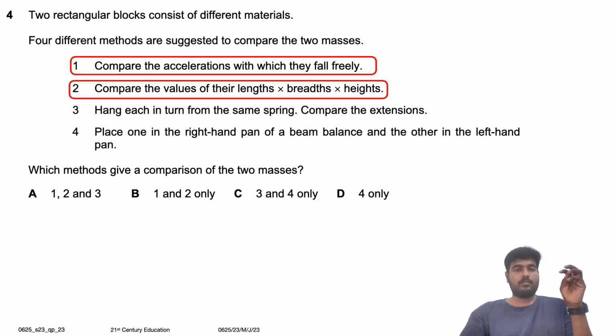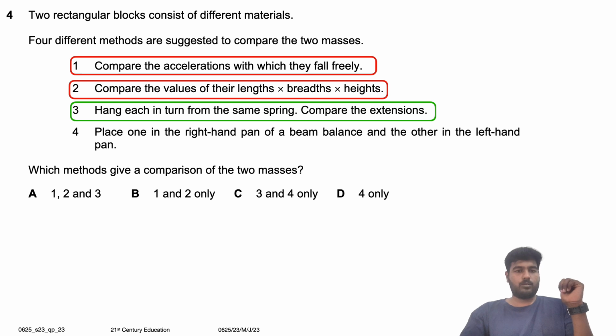Hang each in turn from the same spring, compare the extensions. Okay, this will work. The reason is F equal to minus kx, this is the spring equation, the extension. For different mass it will give different weight, so different extension you will have, so you can compare the weight, hence we can compare the mass.